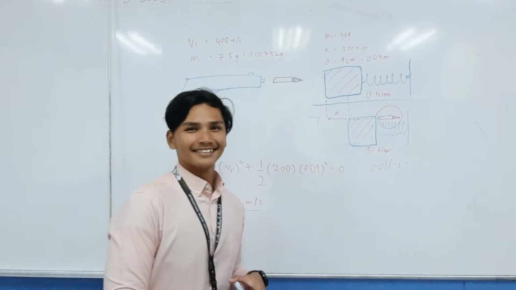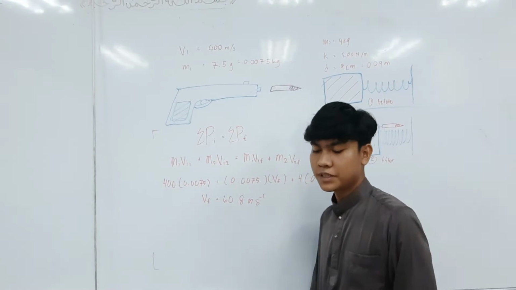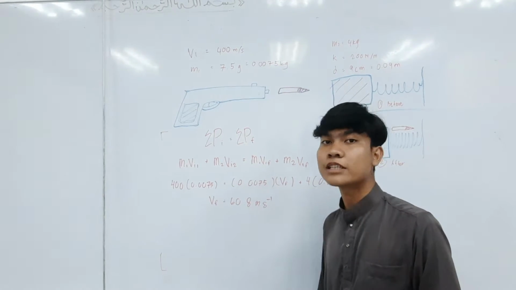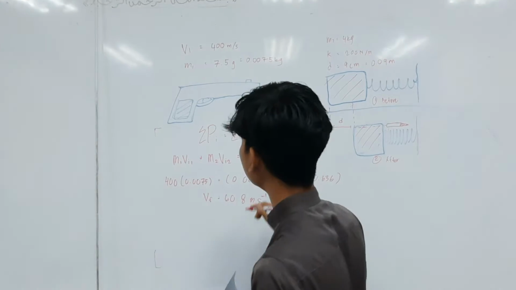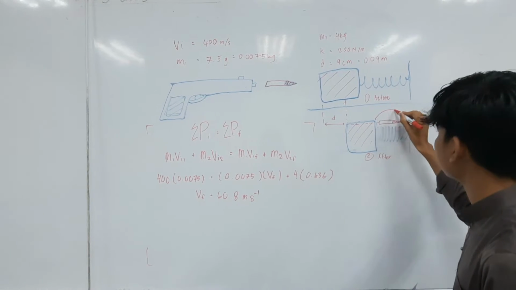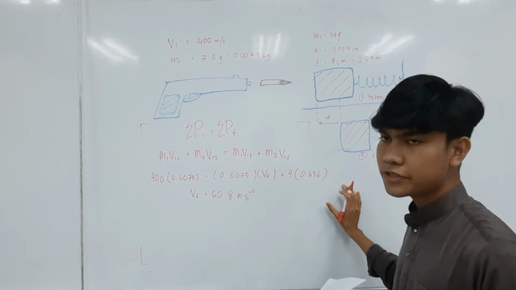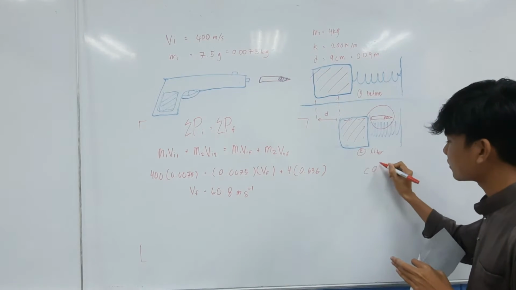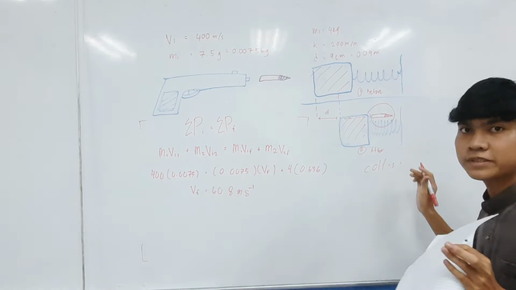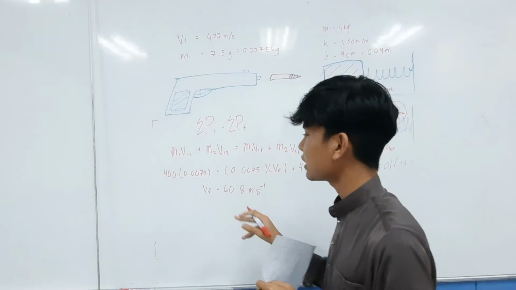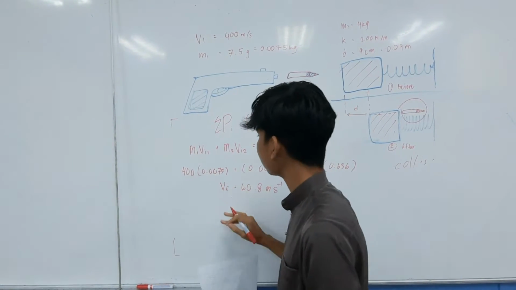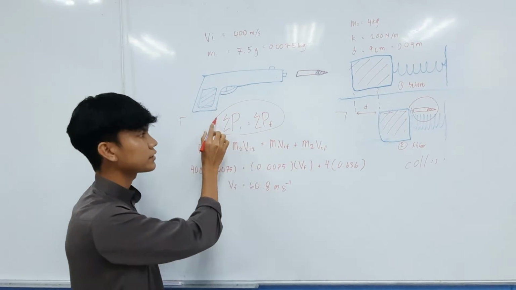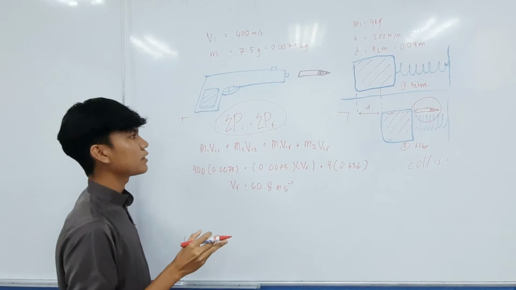For question B, the question asks about the velocity of the bullet after the collision. The velocity of the bullet after collision is here. The question states that when there is a collision, there is momentum of two objects, so the momentum of the two objects is added. We can use conservation of momentum, which is momentum initial equals momentum final.